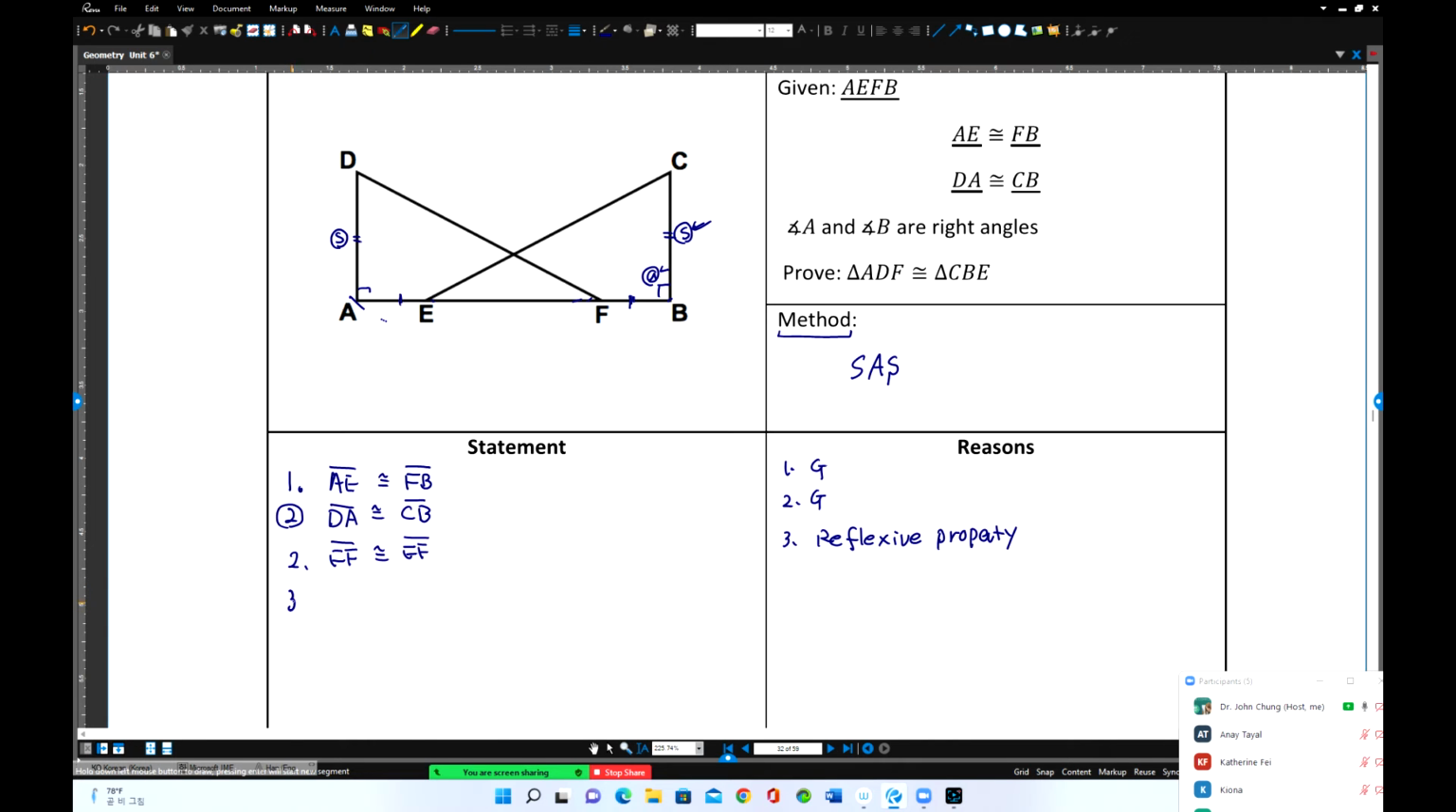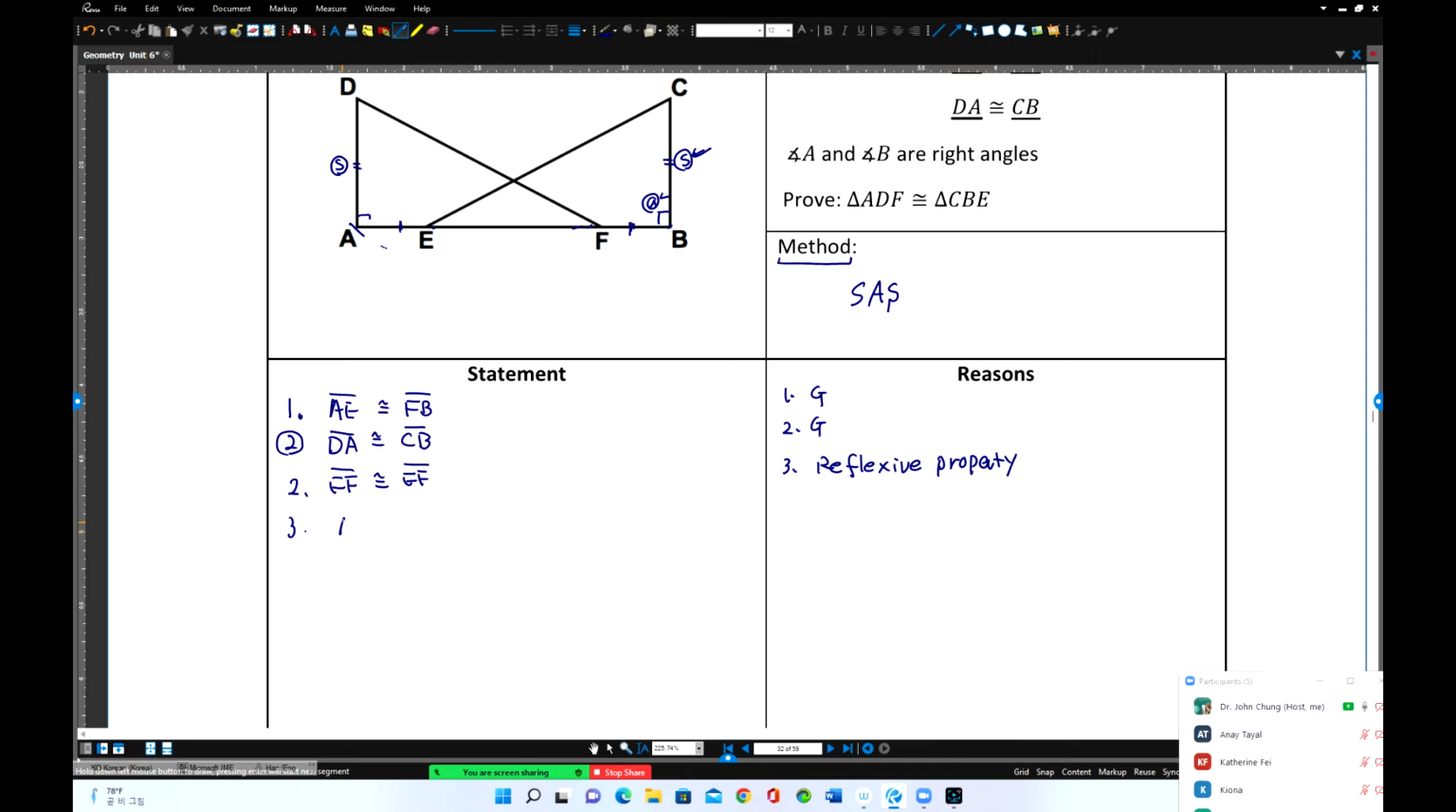Okay. And third, now we're going to add this one, right? AE plus EF. All right, from number 1, 2, 3, right? AE plus EF congruent FB plus EF, same length, reflexive. Okay, that is addition.